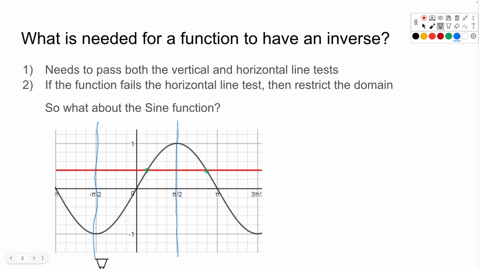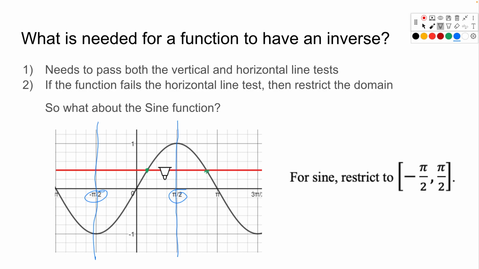If we restrict the domain to go from negative pi over 2 to positive pi over 2, we get a graph that passes the horizontal line test. So that's the key part. When we're talking about sine, the inverse sine, we're only going to use negative pi over 2 to pi over 2. There, from the notes.